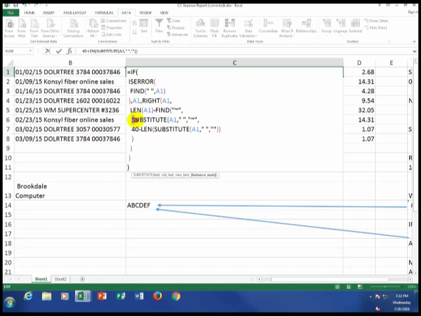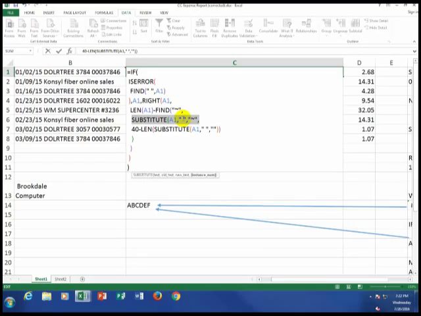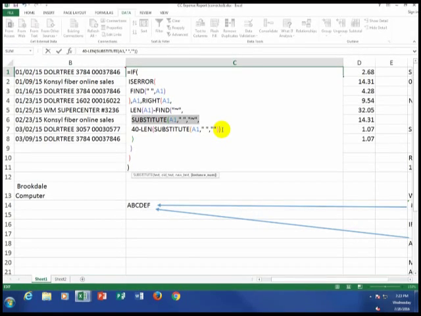The substitute has four arguments here. I think you understand the first three arguments. A1 is the original string. It's substitute where it finds a space, it's putting in a tilde. However, it calculated that there are five spaces, which means it's doing the fifth incidence. Where's the fifth incidence? Over the far right.